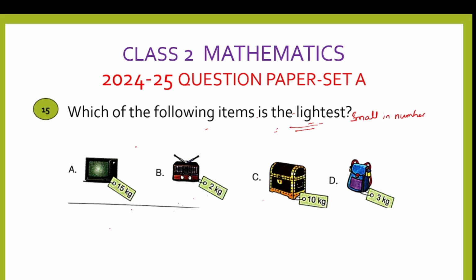So if you observe here in option A, the TV weighs 15 kg, the radio is 2 kg, the box weighs 10 kg and the bag weighs 3 kg. So among these the smallest number is 2 kg, and 2 kg is the weight of the radio. Therefore, the lightest item among these is the radio. That is option B, the correct answer.